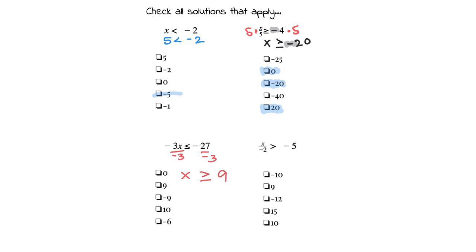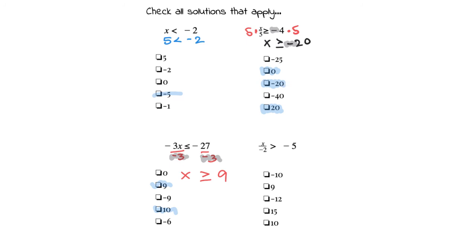And the reason I flipped the inequality was because I'm dividing by a negative 3. So that changed my answer from a negative answer, the negative 27, to a positive. So now x is greater than or equal to 9. So we're going to highlight the values that are greater than or equal to 9. And the only 2 values there would be 9 and 10.